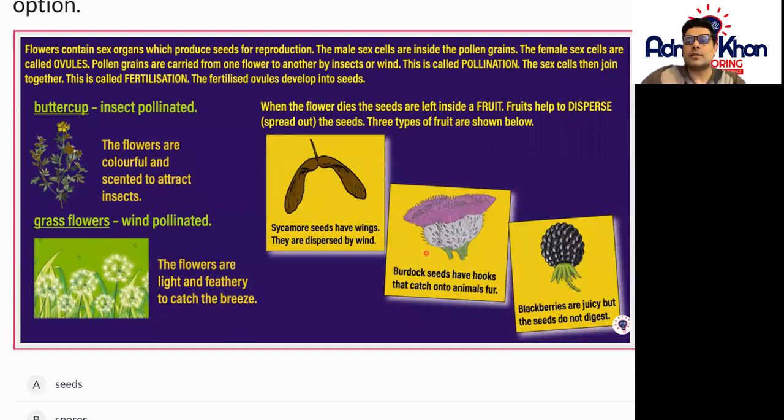The second example is the burdock seeds, which have hooks. You see these small little hooks sticking out of the flower. And this catches onto the animal fur. So if an animal were to be walking past, the fur will catch on to the burdock seeds. And that's how they disperse and spread out into new seeds when they fall on the ground. And then we have blackberries, and blackberries are juicy, but the seeds do not actually digest.